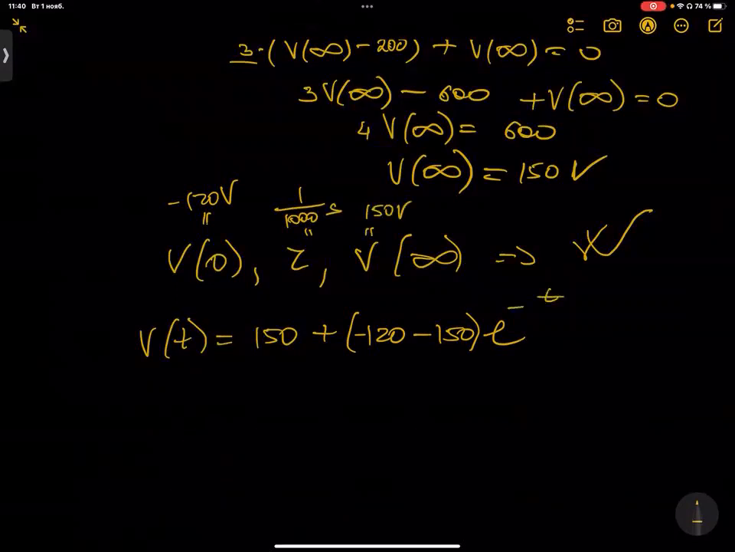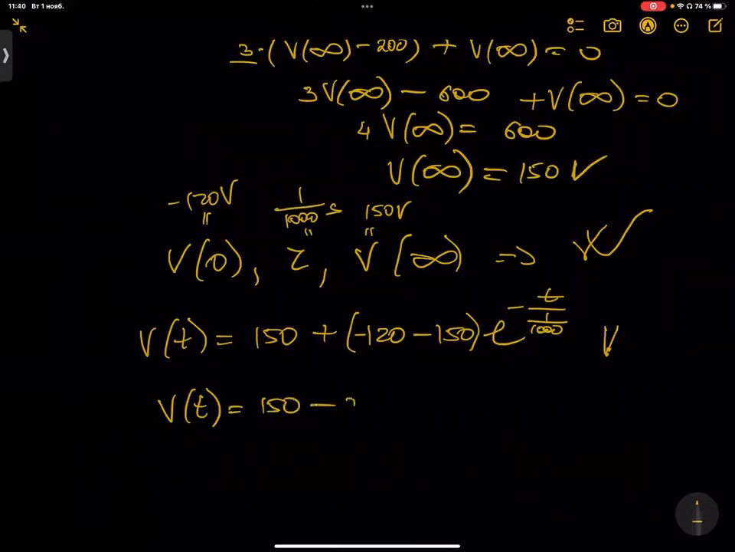Actually, it's minus 120 V, because we have already found it. So 1 over the time constant, which is 1 over 1000 seconds, and V infinite is 150 V. So V(t) equals 150 minus 270 times e to the power of minus 1000t, where the value is t. The output is in volts, and the interval is t equal to or bigger than 0.